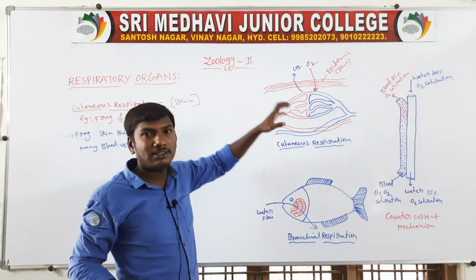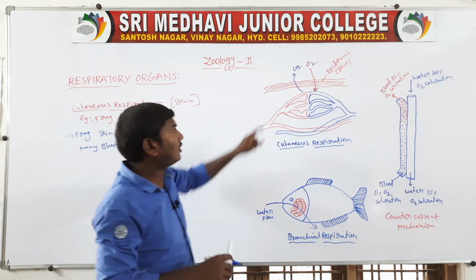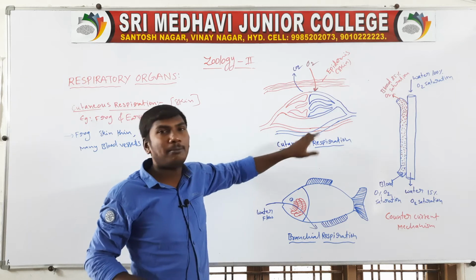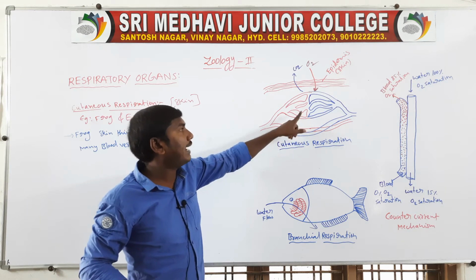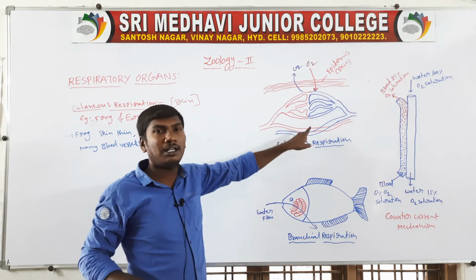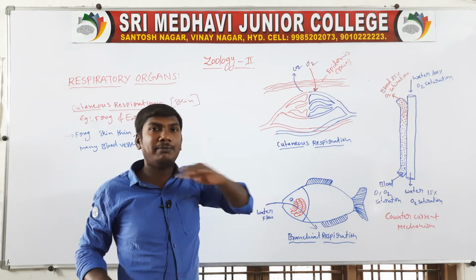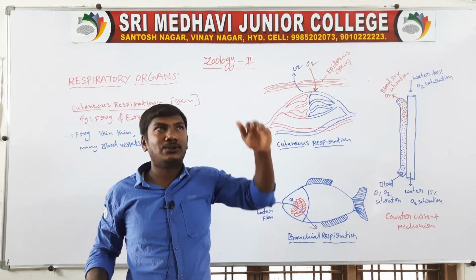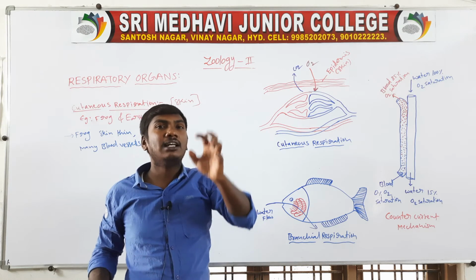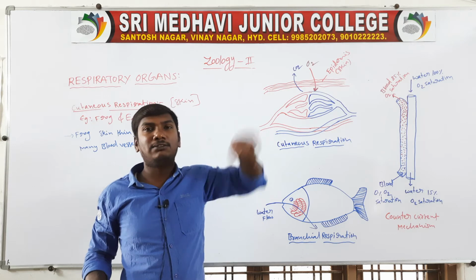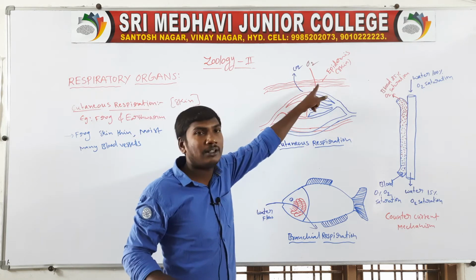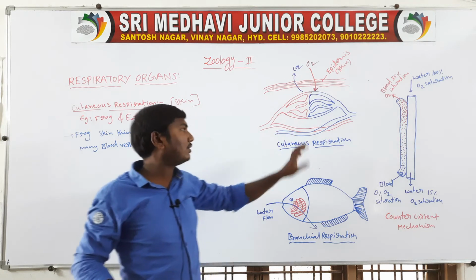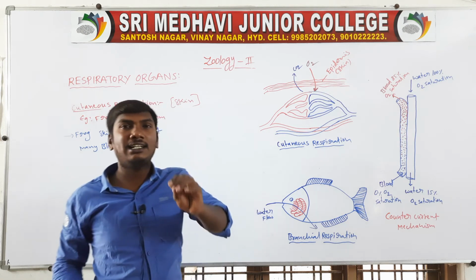Through the moist skin, O2 is diffused into the moist skin, entering the blood vessels. And CO2 goes from the blood vessels to the outside. The frog skin is permeable to O2 and CO2. The O2 diffuses through the skin into the blood vessels. Next, the CO2 goes to the outside through the skin. So this is cutaneous respiration, skin respiration.